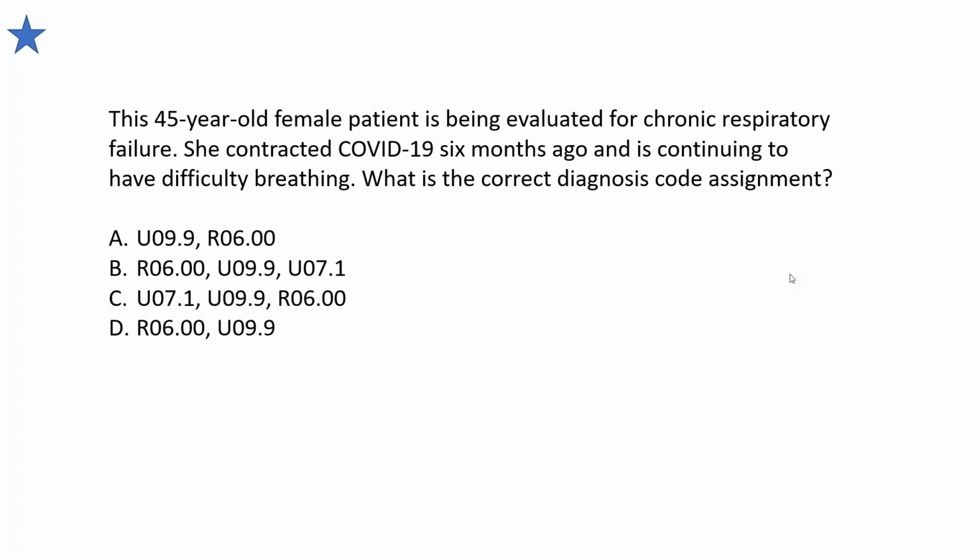What is the correct diagnosis code assignment? A. U09.9, R06.00. B. R06.00, U09.9, U07.1. C. U07.1, U09.9, R06.00. D. R06.00, U09.9. This 45-year-old female patient is being evaluated for chronic respiratory failure. She contracted COVID-19 6 months ago and is continuing to have difficulty breathing. What is the correct diagnosis code assignment? Got 1 minute, coders.